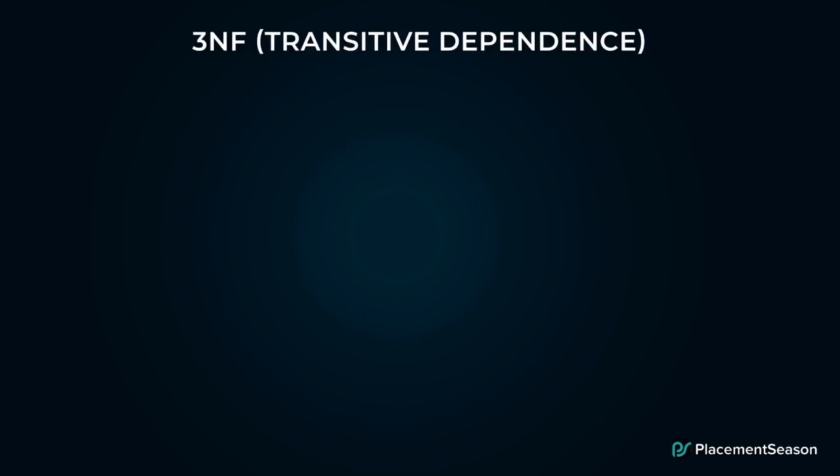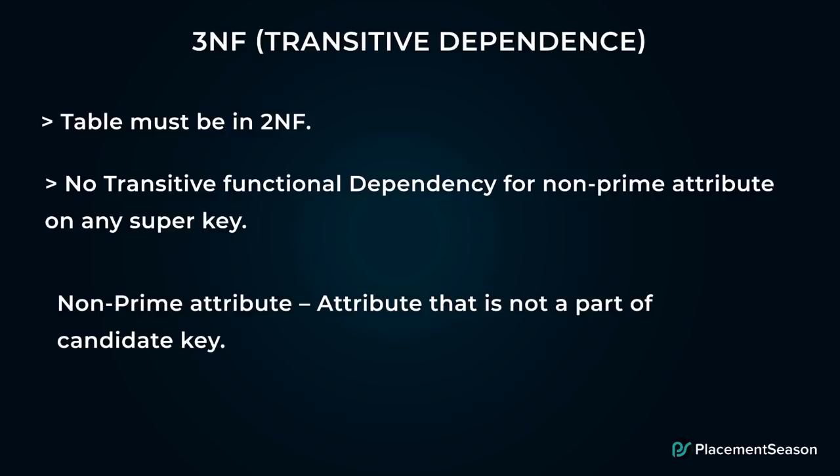Next, let's see third normalization form. It deals with transitive dependence. So a relation will be in 3NF if it is in second normalization form already and there should not be any transitive dependency. That is, no transitive functional dependency for non-prime attribute on any superkey. So what is non-prime attribute? That is the attribute that is not part of candidate key, that is nothing but the primary key.